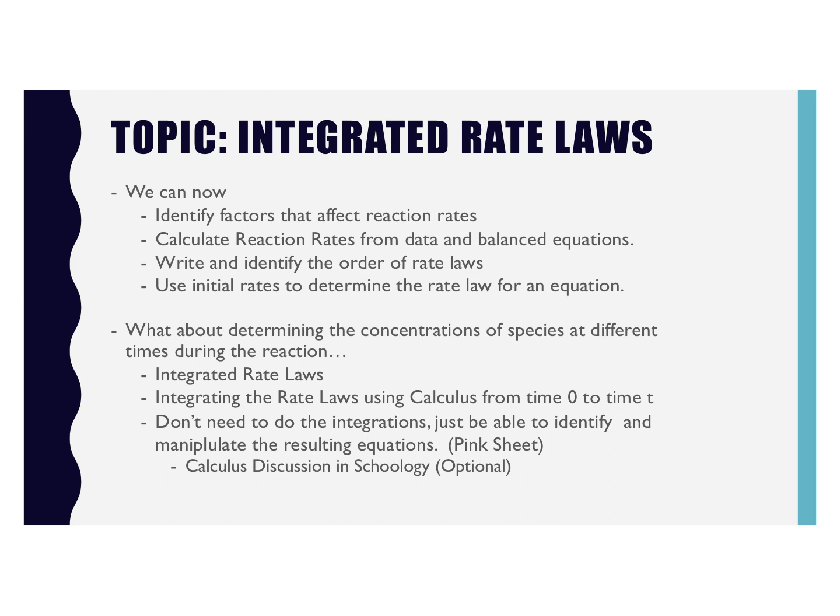the factors that affect the rates of reactions, right? What makes reactions go faster and slower. We've been able to figure out how to calculate reaction rates from data and balanced equations. We've also learned how to write and identify the order of rate laws. And then last but not least, we've learned how to use initial rates to figure that out.